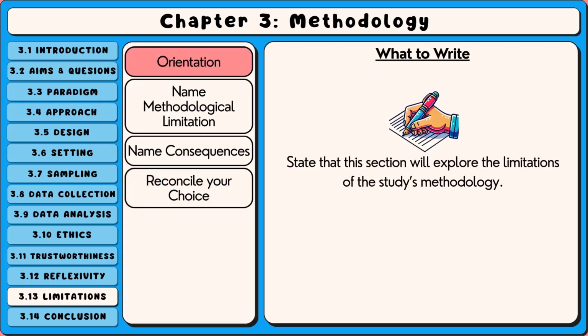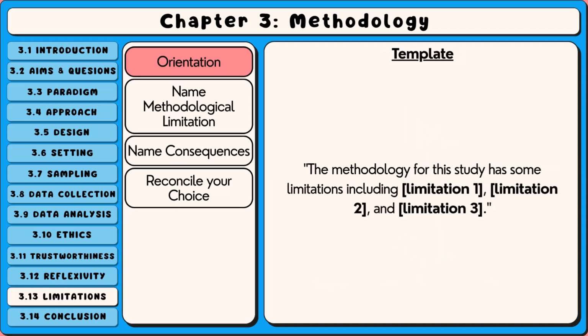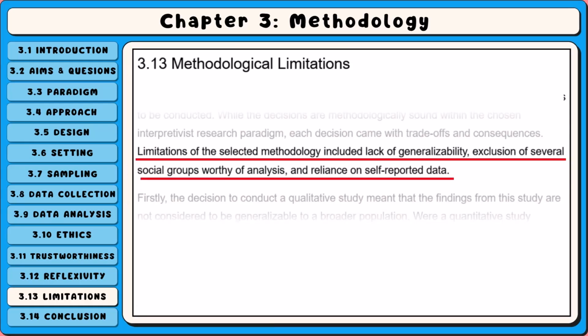Starting with the orientation, simply state that this section will explore the limitations of the study's methodology. You may also choose to signpost the limitations you're about to discuss. Here's a template. The methodology for this study has some limitations, including limitation 1, limitation 2, and limitation 3. The sample says, limitations of the selected methodology include lack of generalizability, exclusion of several social groups worthy of analysis, and reliance on self-reported data.